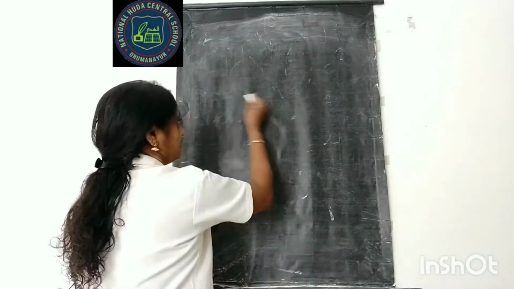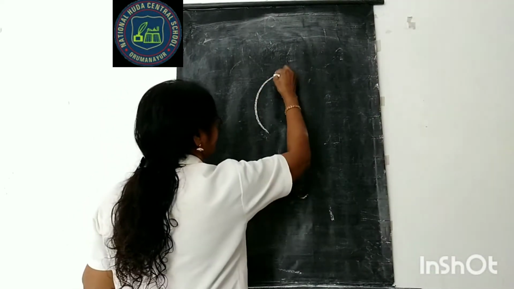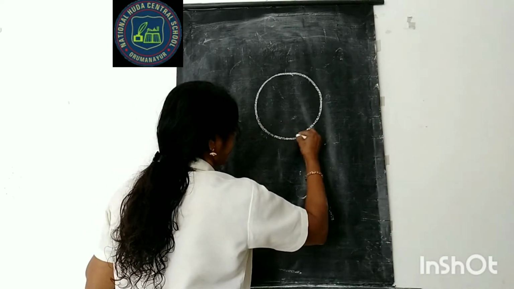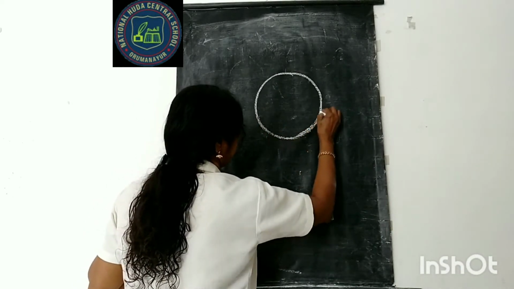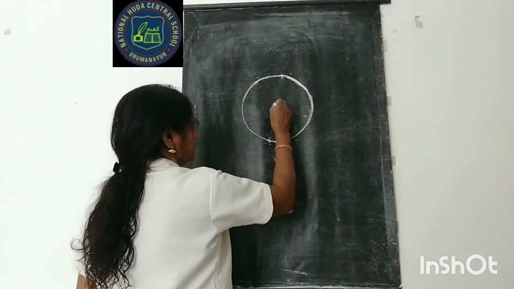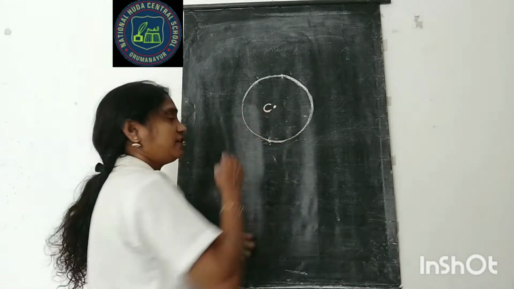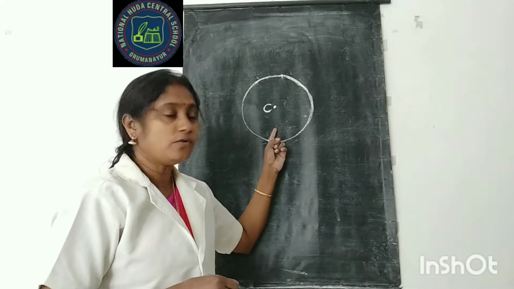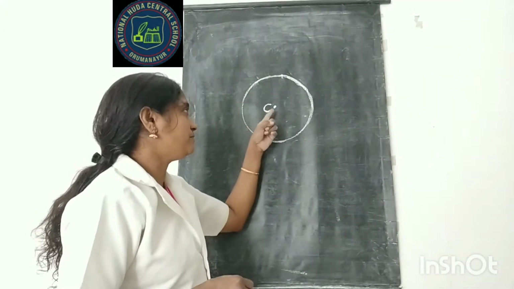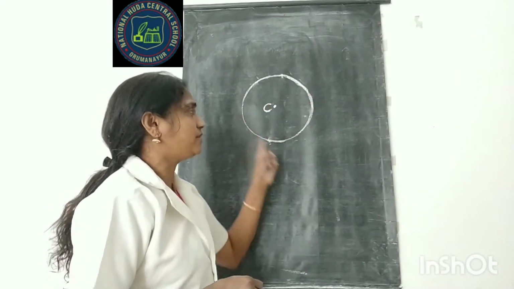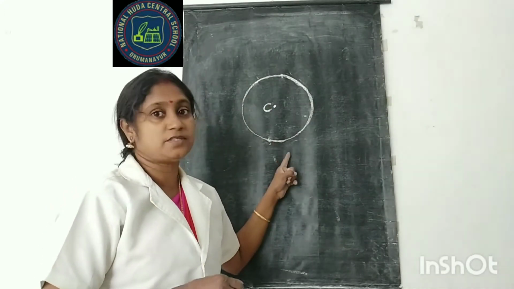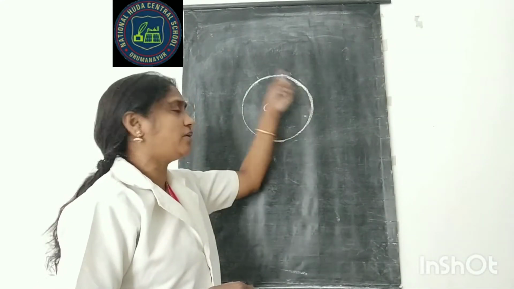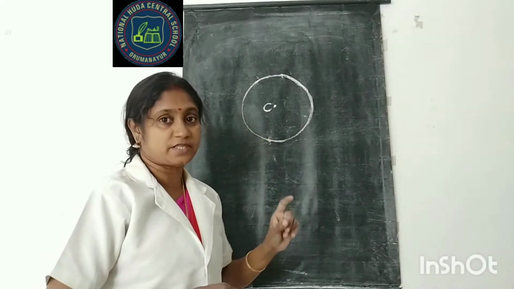Here is a circle. Here, C is the center of the circle. Now, the line segment from the center to any point on the circle is called the radius of the circle.